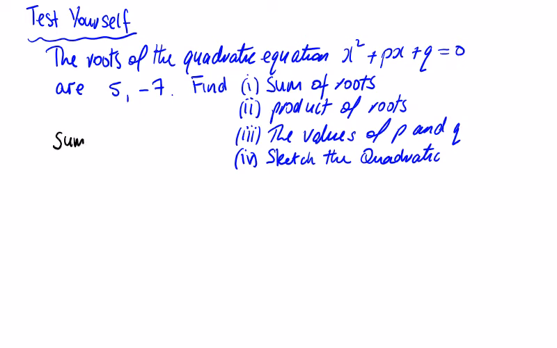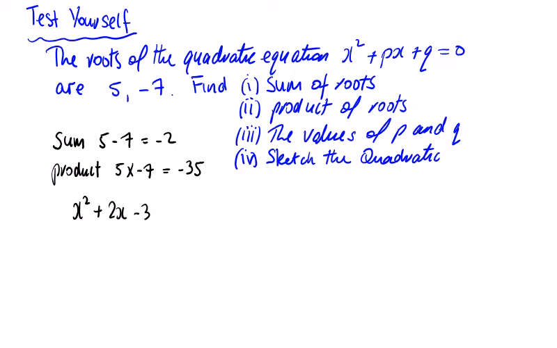So the sum, 5 minus 7 equals minus 2. The product, 5 multiplied by minus 7 is minus 35. So we're going to have x squared. The sum is a minus, so it's going to become a plus 2x minus 35 equals 0. So p is equal to 2 and q is equal to minus 35. So you guys are brilliant at these at this point.